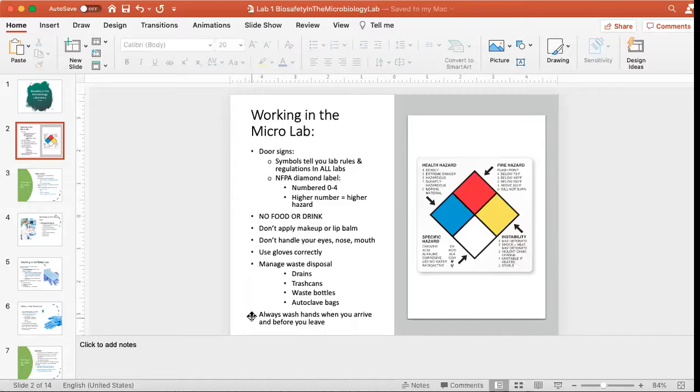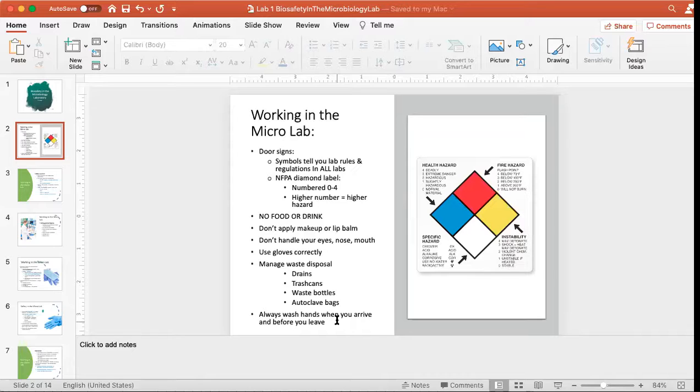One more universal laboratory standard is down here at the bottom. Always, always, always wash your hands when you come into a laboratory to do some work, and wash your hands before you leave that laboratory after you've done your work.